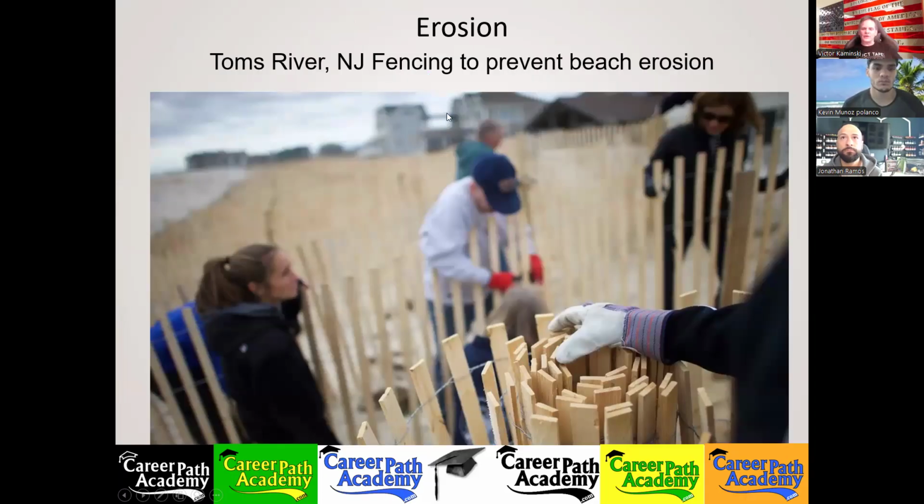Here in Toms River, they're putting up some beach erosion fencing to try to prevent the beaches from eroding, because Toms River has a problem where the water pounds the beaches and pulls the sand back out into the ocean, taking away the land. So they put up these erosion fences to hold some of the sand back, so that as the water pounds the beaches, it doesn't pull out all the sand. They put this up during storm seasons.